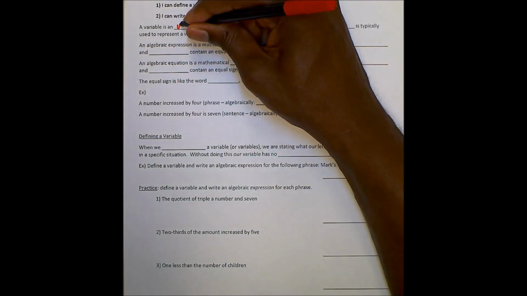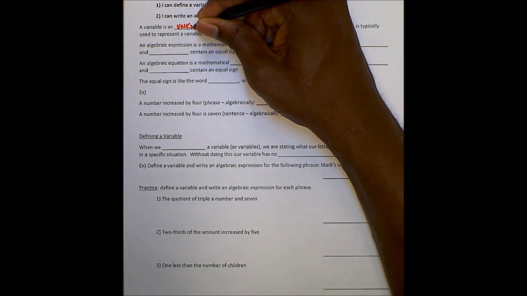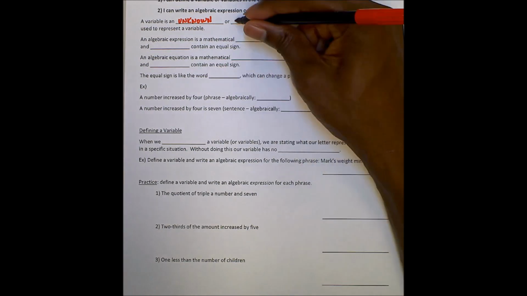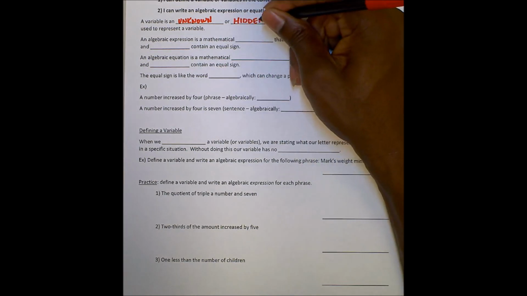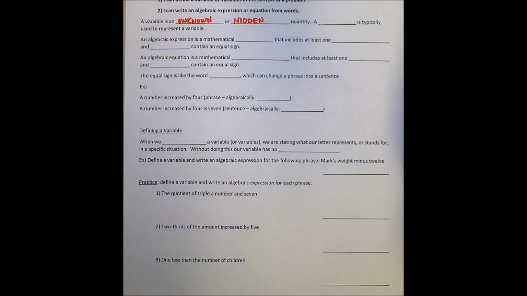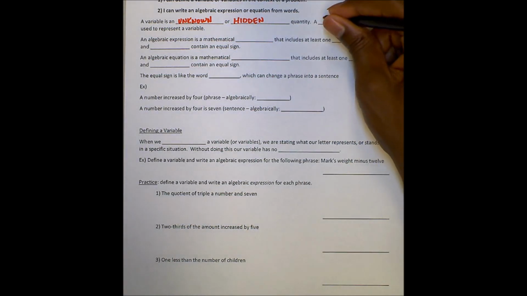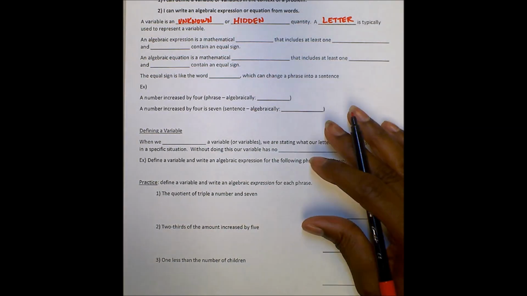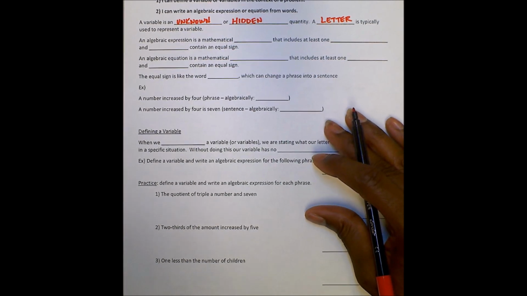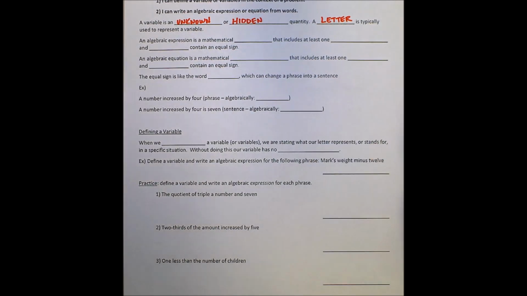A variable is an unknown or hidden quantity. A letter is typically used to represent a variable. Okay, it doesn't always have to be a letter, but that's when you get to algebra, it stops being like the funny smiley faces and stuff and becomes letters, easy to represent.